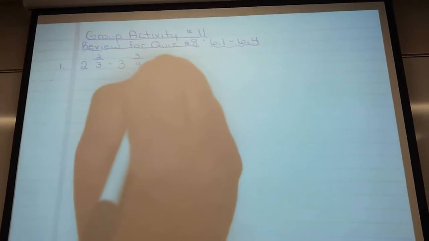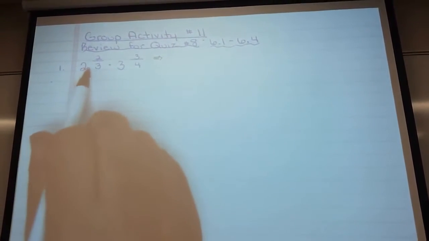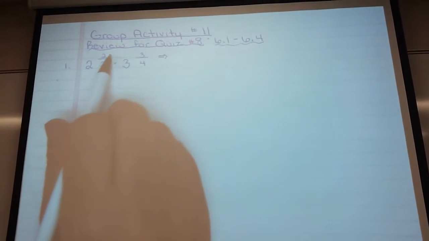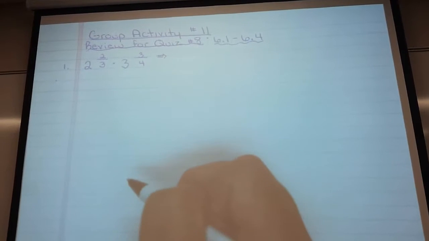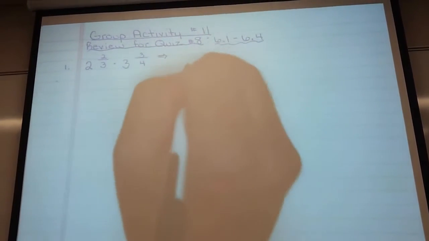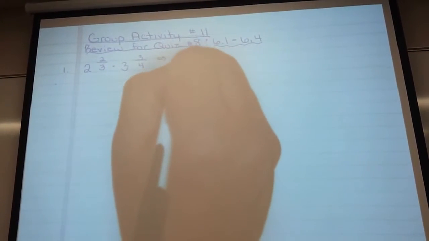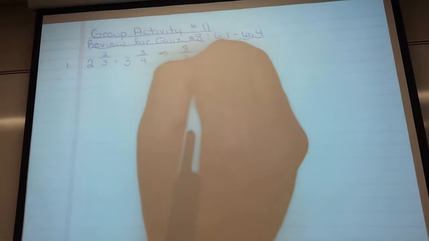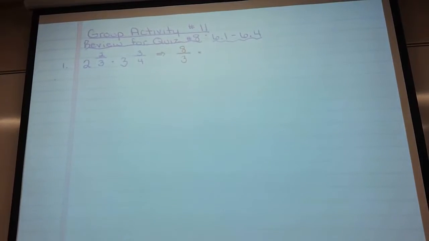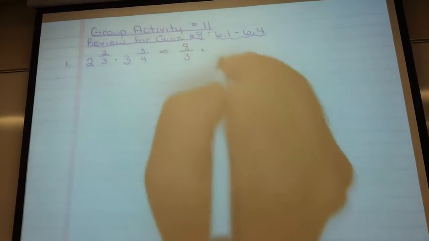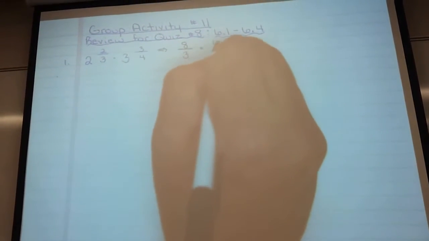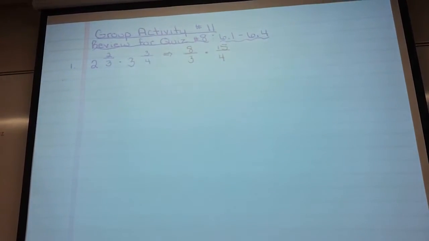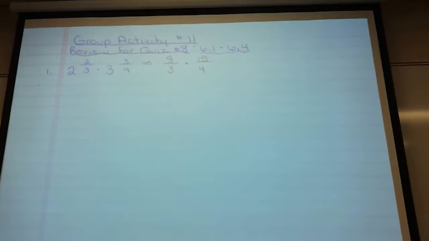Remember, to make them improper, you're going to multiply these two numbers first, which we get 6, and then add to the top. So what would our new top number be? 8. And keep it over 3. What about the other new number? 15. And I'm going to keep it over 4. That's the only thing from 6.1 that's on your quiz, is you have to know how to change them to improper.